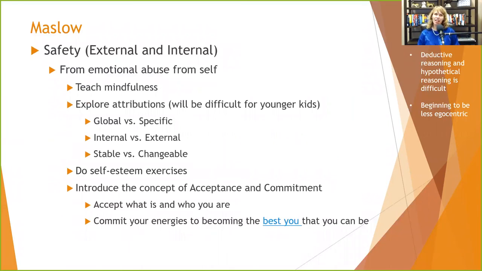Emotional abuse from self. A lot of our clients are very self-deprecating. So when we're working with children, we want to nip this in the bud. Instead of them saying, I'm stupid, I'm ugly, I'm fat, which are global attributions, we want to make them more specific. We want them to be mindful so they notice when they are saying ugly or disparaging things to themselves, and they can correct them. As the children get older, it will be easier for them to look at these attributions, but even as early as 7 or 8, we can start talking about global versus specific attributions.